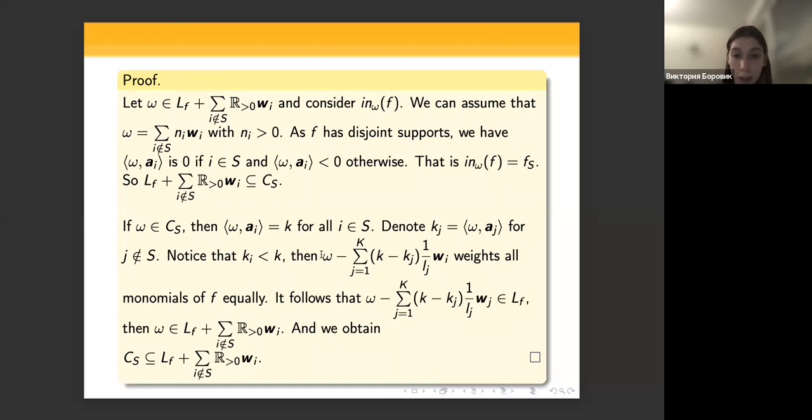And then consider such a vector from omega. We will subtract such a sum. First of all, notice that k is greater than k sub j, so this coefficient is positive. And also one can check that this vector weights all monomials of f equally. So this vector belongs to our homogeneity space. And then we obtain that omega belongs to the homogeneity space plus the sum of W sub I. And we obtain the inclusion in the other side.